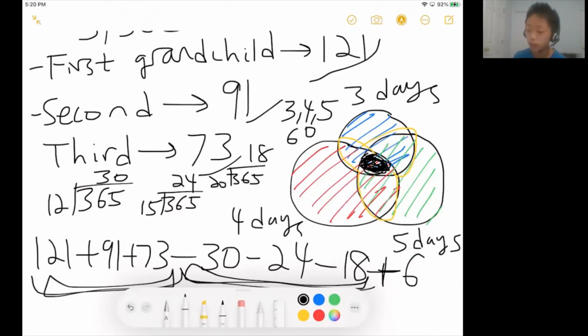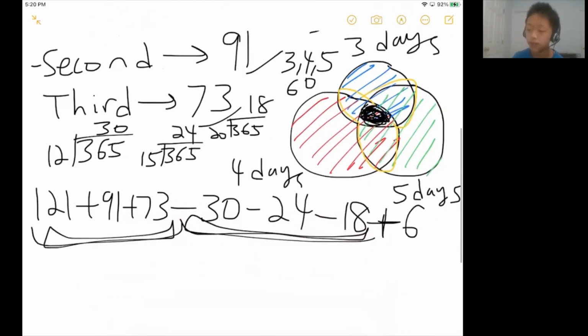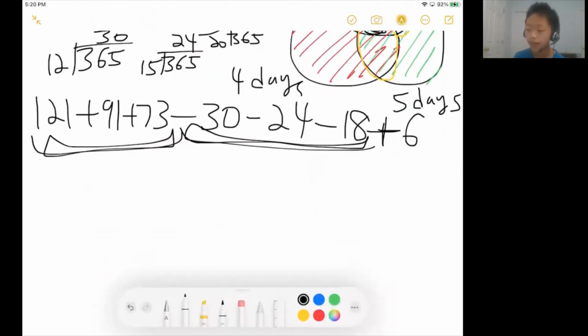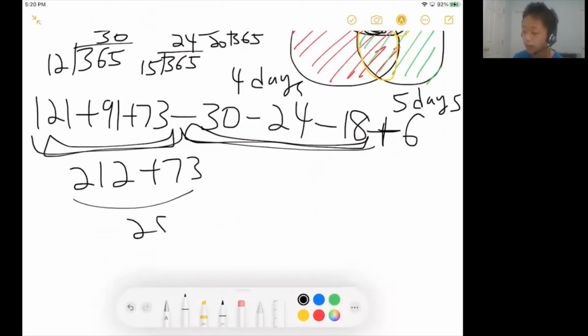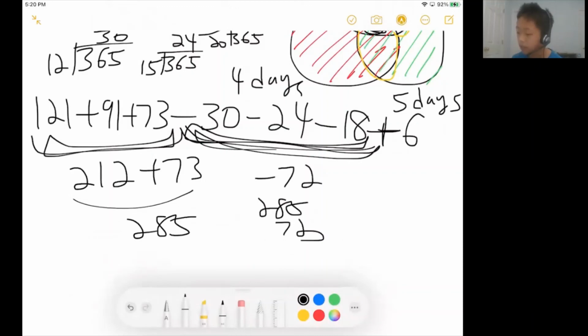And finally, this would represent our final value, this final sum. So if we were to calculate this out, 121 plus 91 gives us 212, plus 73. That gives 285. Then we do 285 minus 30 minus 24 minus 18 plus 6. So if you were to calculate that, that's minus 72. So 285 minus 72, that's 213. Then you add on 6 at the end, so you get 219.